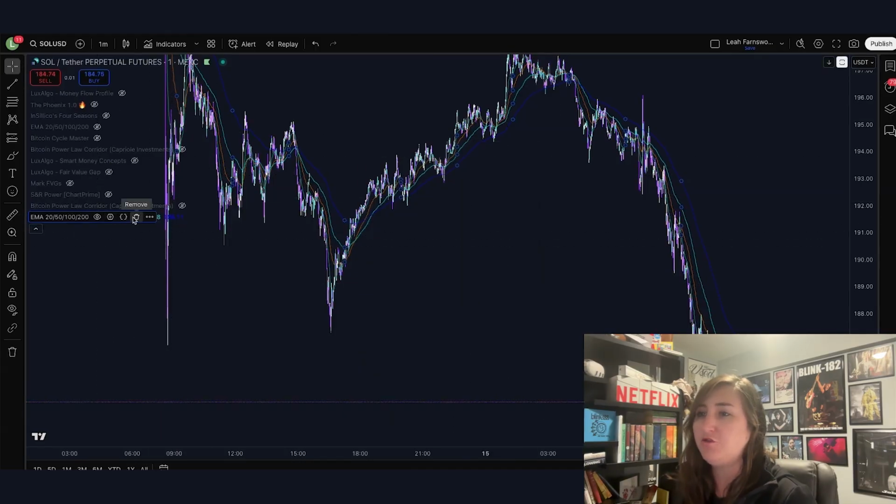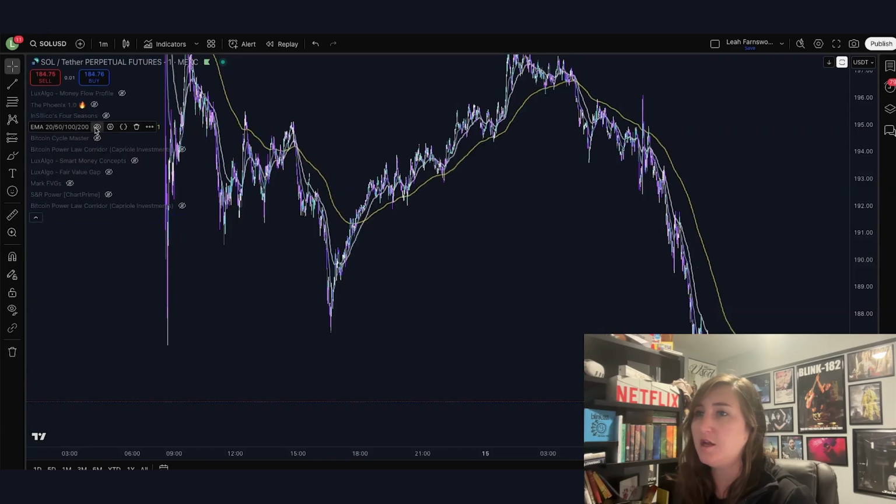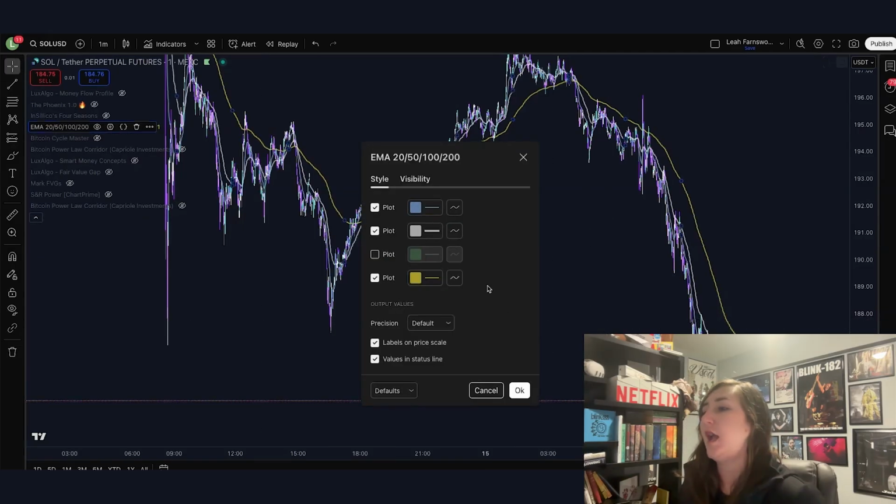But usually what I am mainly looking at, so I'll pull up my settings here, I am looking at the 20, 50, and 200 EMA. Now, why the 20 and 50?